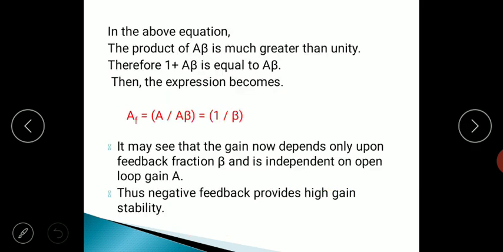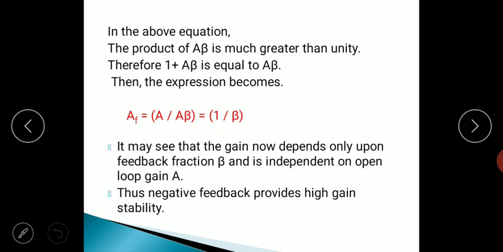So what you can see from this, again the gain decreases by a factor of 1 plus A beta. Now here the product A beta will be normally much greater than 1. Therefore, if you neglect 1 in the above equation, or if you write 1 plus A beta is equal to A beta, the expression becomes AF equal to A by A beta, or AF equal to 1 by beta.